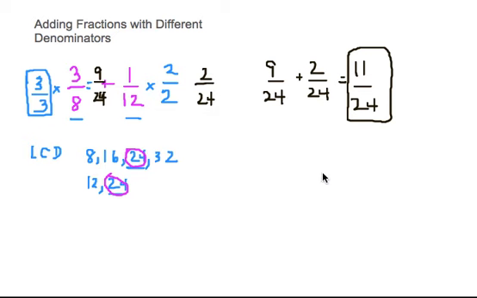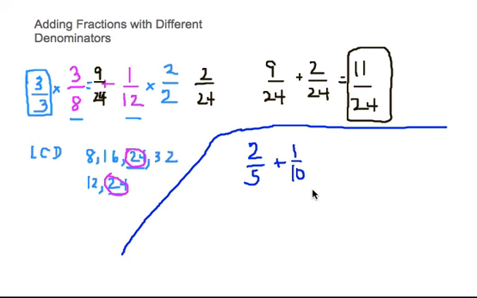Let's try another example. Two fifths plus 1/10. And so again, we need a common denominator because the denominators are different. But if you look at these denominators, you see that you have a 5 and a 10. Well, 5 actually goes into 10. So what that means is, even if you were to write out the multiples, 5, 10, 15, and so on, and then start with 10, you have a match right away.